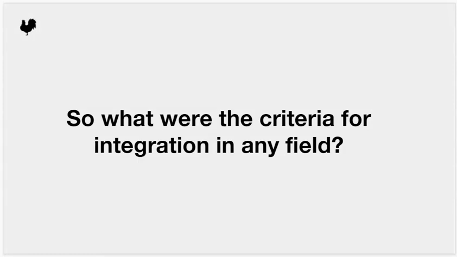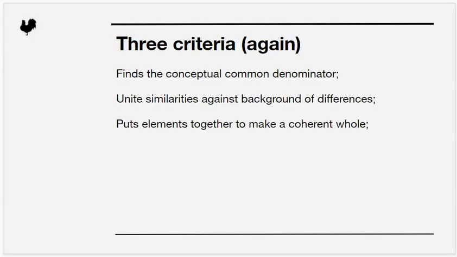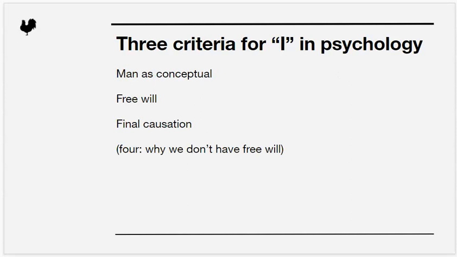So again, what were the criteria for integration in any field? This was mentioned before by Peikoff in his book: finds the conceptual common denominator, uses similarities against background differences, and puts elements together to make a coherent whole. And then the three criteria, I would say four, ultimately, for an I in psychology: man is conceptual, free will, final causation.